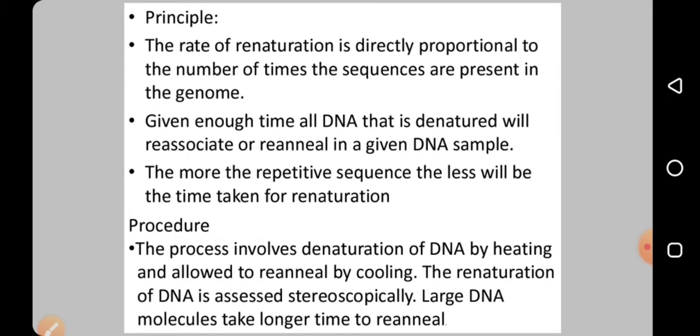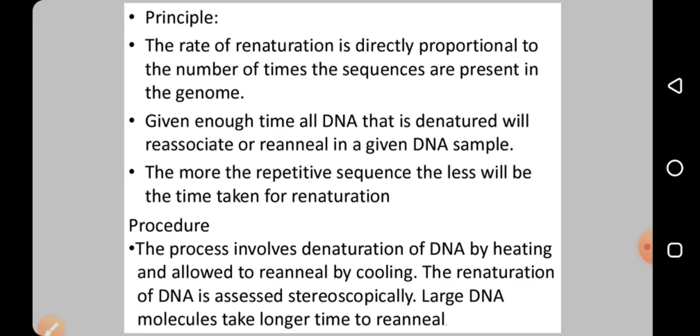So what is the principle of this? The rate of renaturation is directly proportional to the number of times the sequences are present in the genome. If repetitive sequences are more, it can renature faster. That means anneal fast. They can join fast. Given enough time, all DNA that is denatured will reassociate in a given DNA sample. That means if you give it a time, everything will renature and form normal DNA. All denatured DNA will be renatured back to the normal DNA.